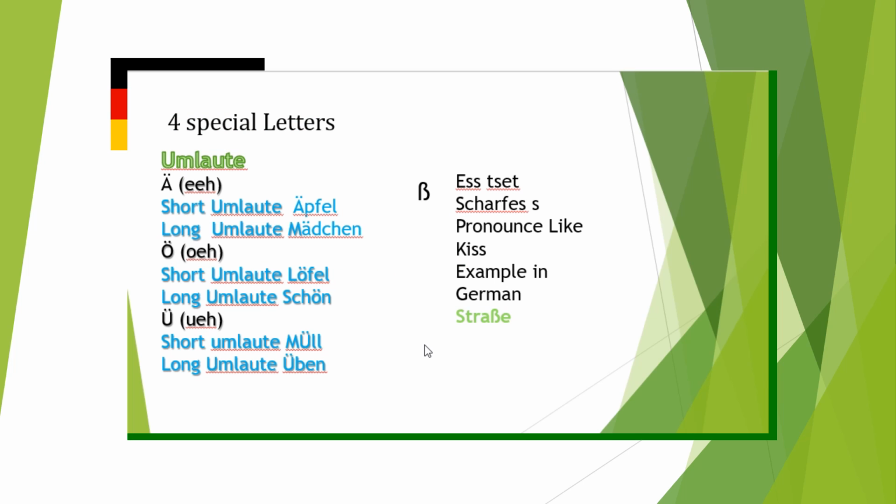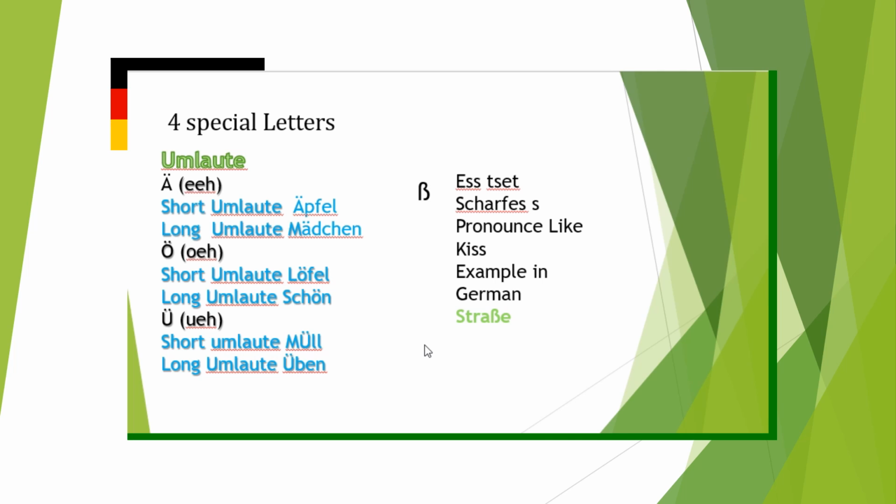Apart from these 26 English equivalent letters, there are 4 special letters. 3 are called umlauts and 1 is called sharp S. So umlaut is a special addition in the German language to enhance or enrich the vocabulary. So there are 3 umlauts: A umlaut, O umlaut, and U umlaut.